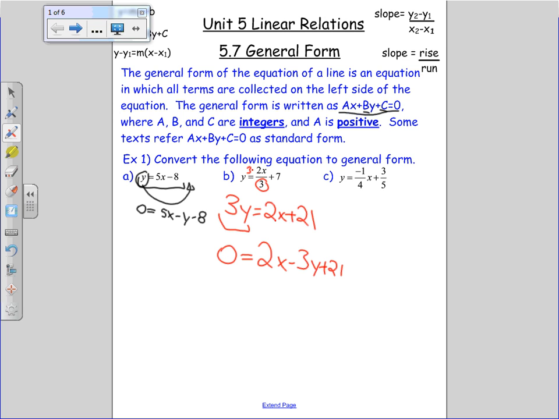The next one is even harder. We have negatives and we have fractions. Good observation, Joe. Let's get rid of the fractions first. It's easier to get rid of the fractions right off the bat. Which fraction do we want to get rid of? The 4 or the 5? We want to get rid of both. Let's do the 4 first. It doesn't matter which one you do first.